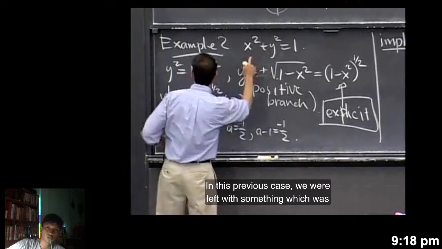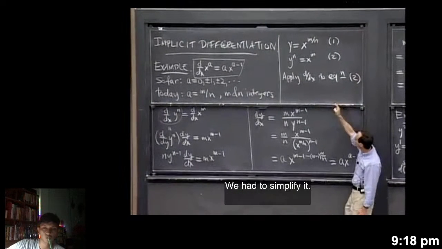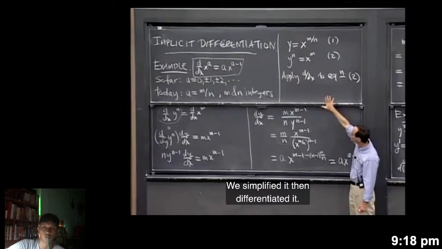In this previous case, we were left with something which was complicated, say x to the 1/3 or x to the 1/2 or something complicated. We had to simplify it. We had an equation which was more complicated. We simplified it and then differentiated it. And so that was the simpler case.